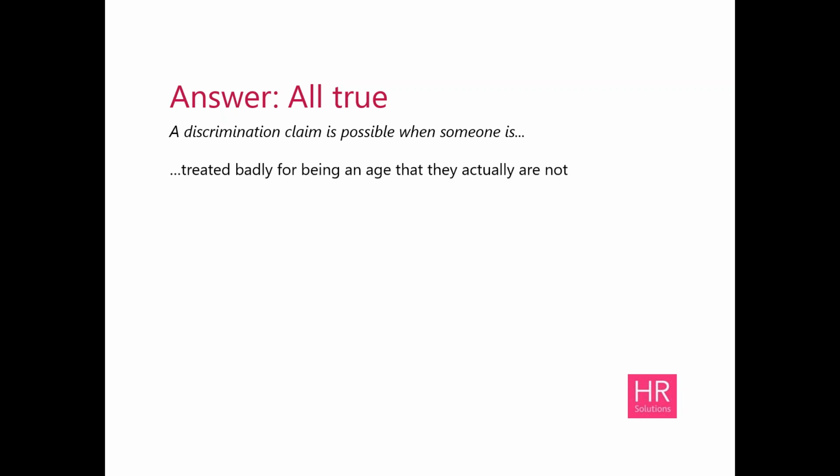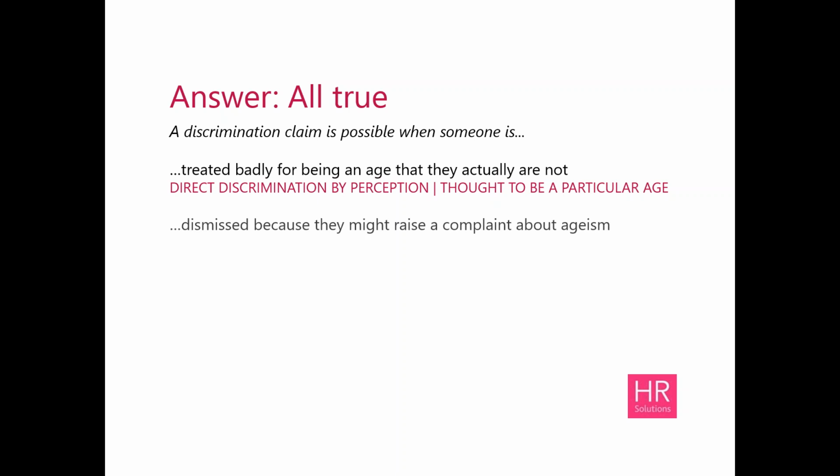A discrimination claim is possible if someone's treated badly for being an age they actually are not. We've got 100% on that, so that's fantastic. This is the direct discrimination claim because they're perceived to be an age that they're actually not. Pretty much everyone clocked that the second could be a discrimination claim, and it could. This would potentially be victimization. If we start to get wind that even a relatively new employee is potentially going to raise a claim about being treated differently because of their age, and we let them go, they could potentially have grounds to claim that they've been victimized because they were going to complain about discrimination.